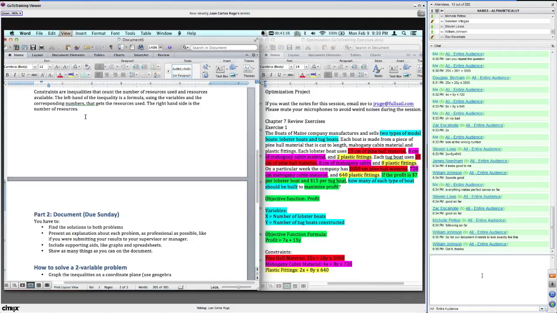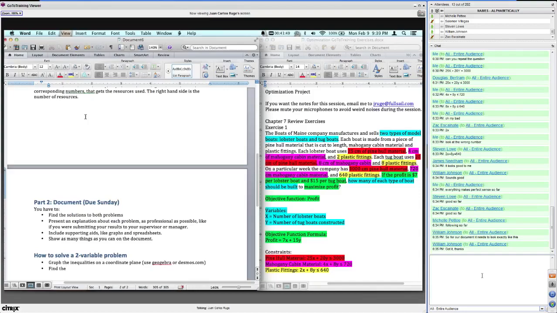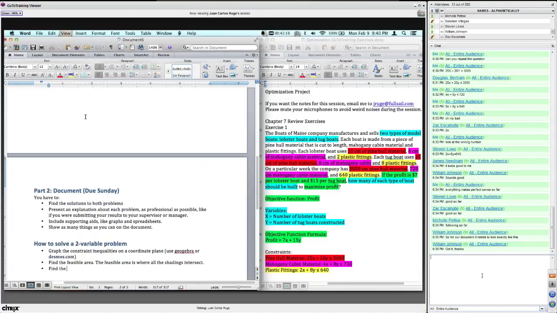Use the algebra, or probably you can use Desmos.com. After you graph every single inequality, or the constraints, then find the feasible area. The feasible area is where all the shadings intersect. Then find the feasible points. Those are the points on the corners or intersections of the feasible area.